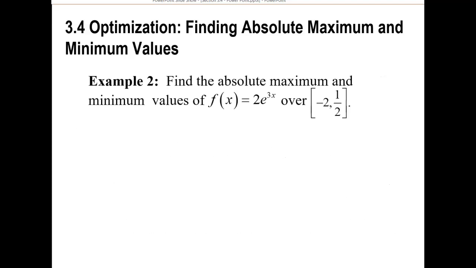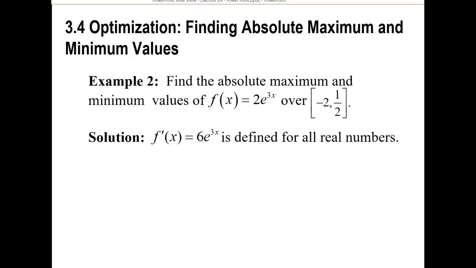So find the absolute maximum and minimum of this function over the interval negative 2 to 1/2. All right, so we need to find our first derivative. So the first derivative, the 2 would just stay in the front. This derivative would be e to the 3x times 3. That's the derivative of the exponent, so that times 3 and this 2 is where the 6 comes from.